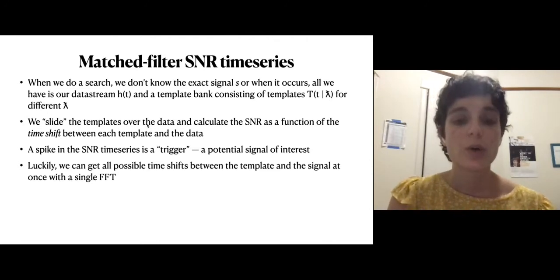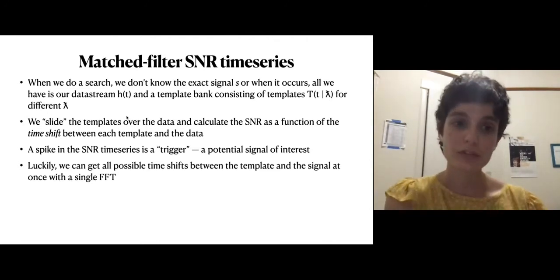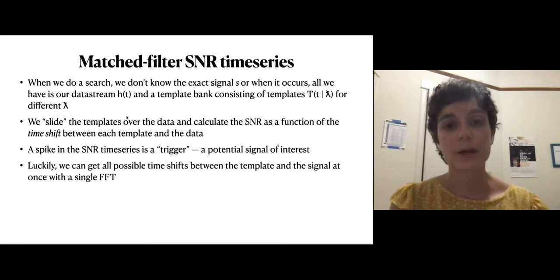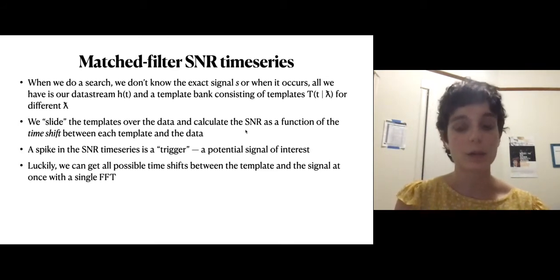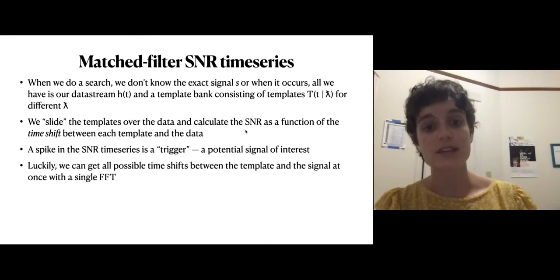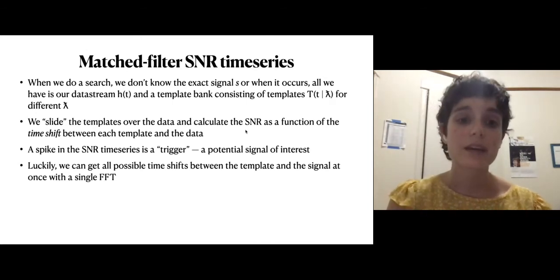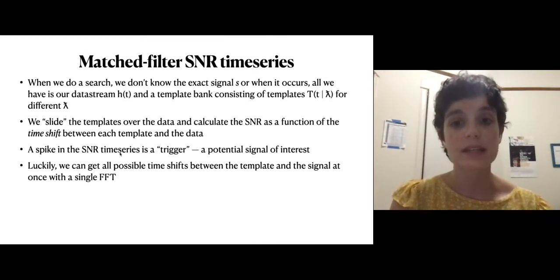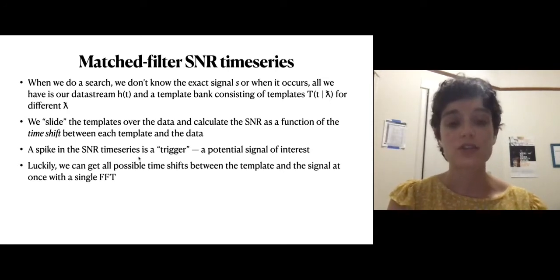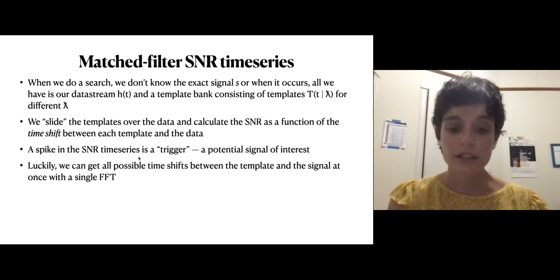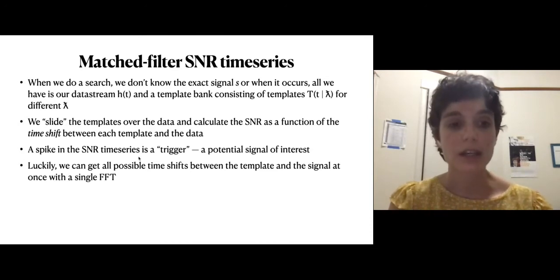As we remember from the movie, we're essentially sliding the templates over the data, and we want to calculate this SNR as a function of the time shift between each template and the data, or how much we've slid it. A spike in this time series is a trigger, as I described before, and these triggers are the potential signals of interest. Luckily, this calculation is actually pretty straightforward if you do it in the frequency domain.